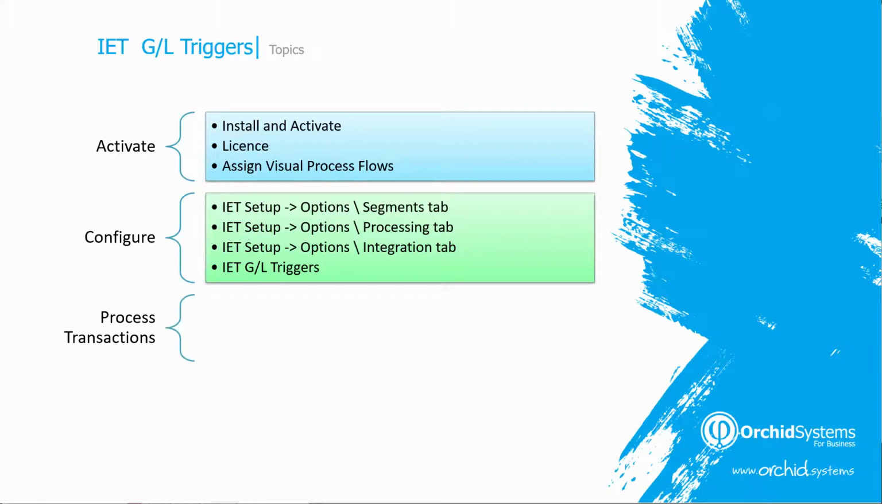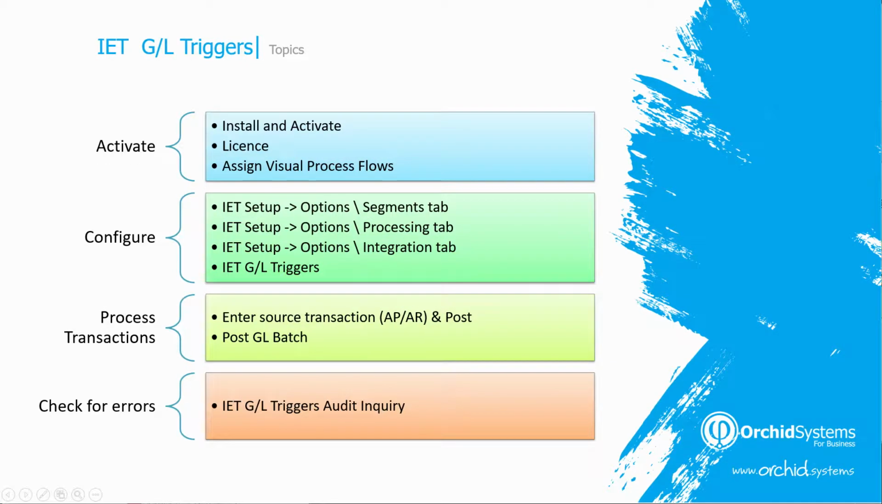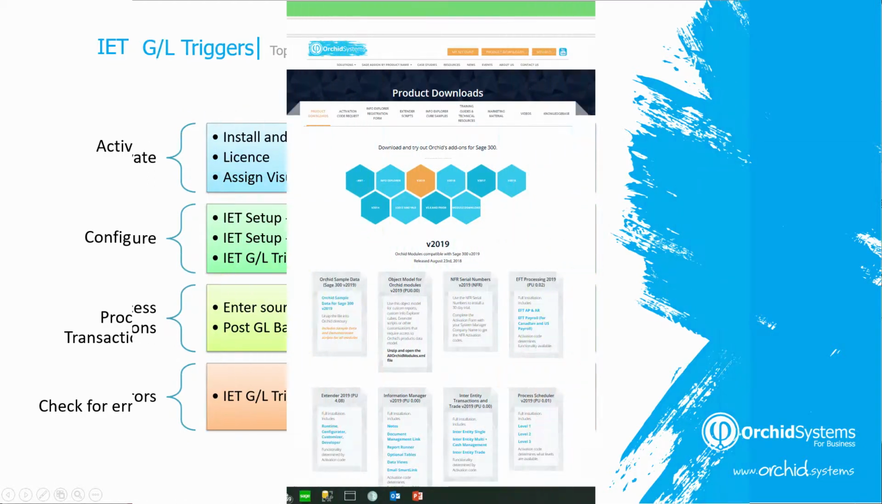Then we're going to process some transactions. So we're going to enter the source transaction, be it AP or AR, post it, and then post that associated GL batch to see the trigger entries being created. And we'll keep an eye on the GL Triggers audit inquiry for any errors that may occur.